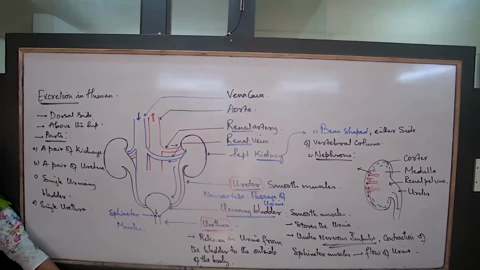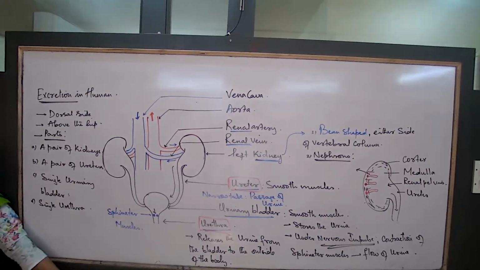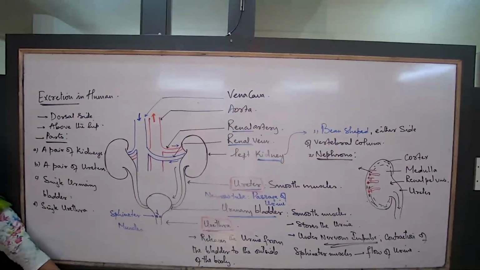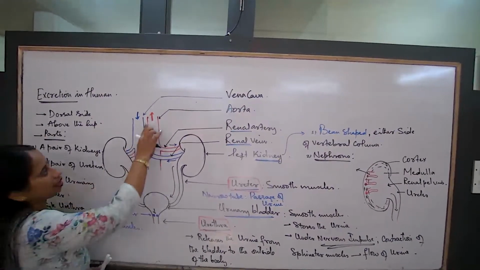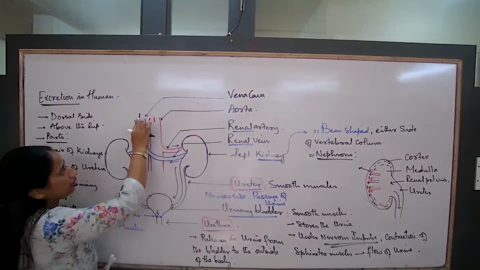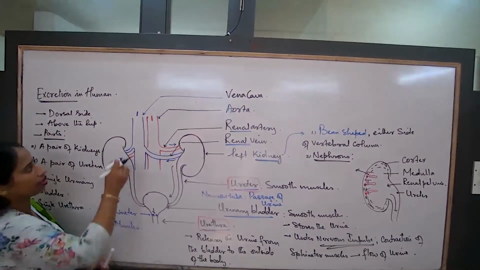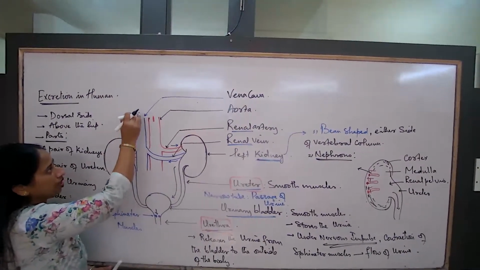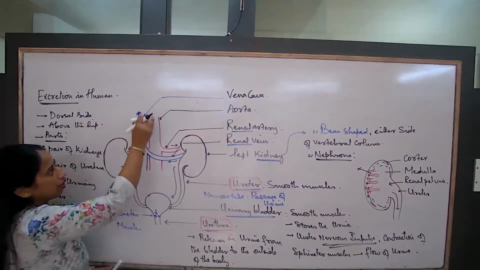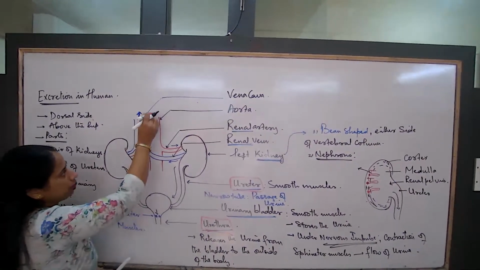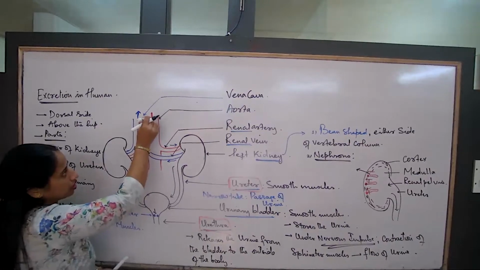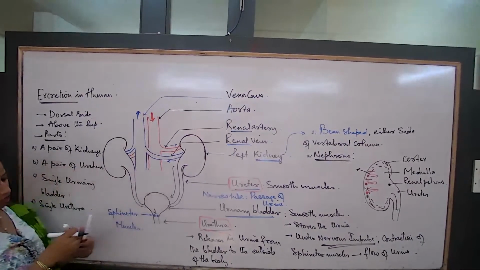I have a doubt that the vena cava will take the blood from the kidney to the heart, right? So the arrow will be up. The vena cava will take the blood. I'm sorry, I made a mistake here. So this vena cava is absolutely correct. I explained the blood, but the arrow is wrong. All of you check this.